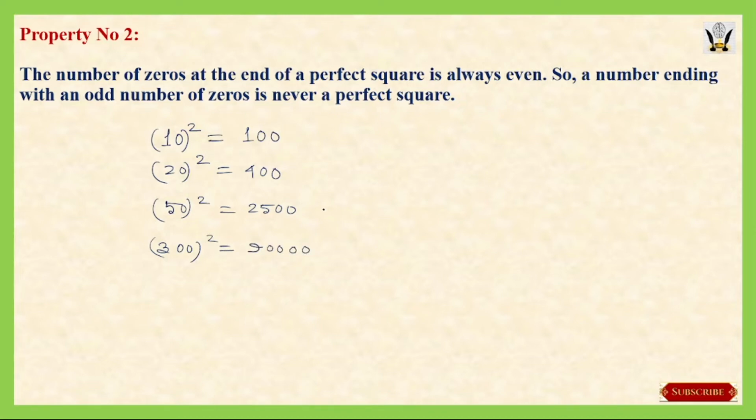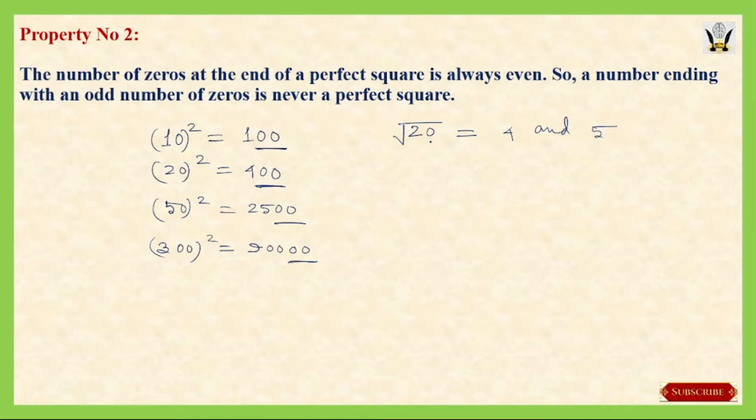So in all these examples, which are examples of perfect squares, we can see that at the end we have an even number of zeros. Okay, fine. Now if I take another set of examples, like 20, and take its square root, it will be in between 4 and 5, because 20 lies between 16 and 25.